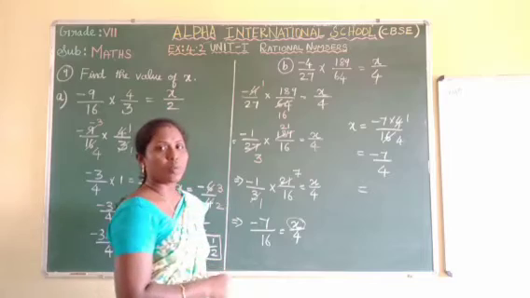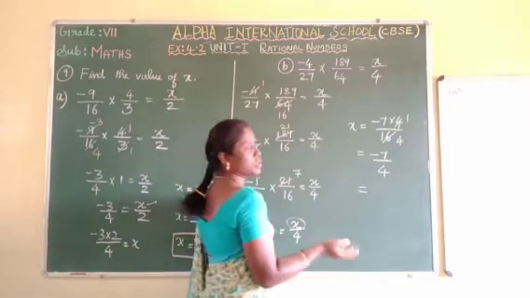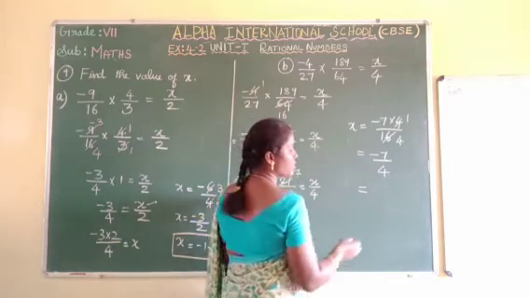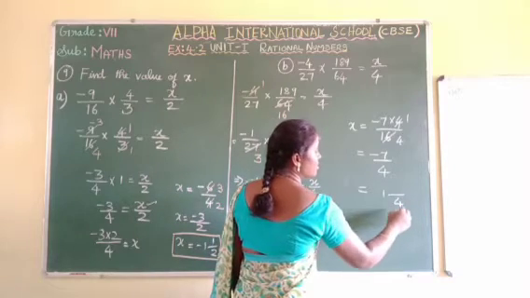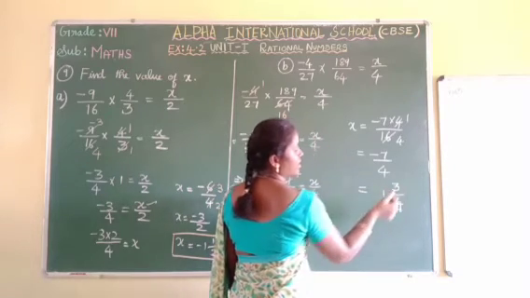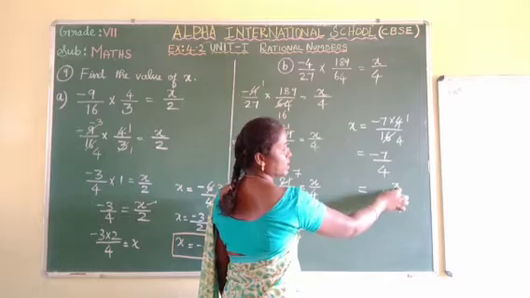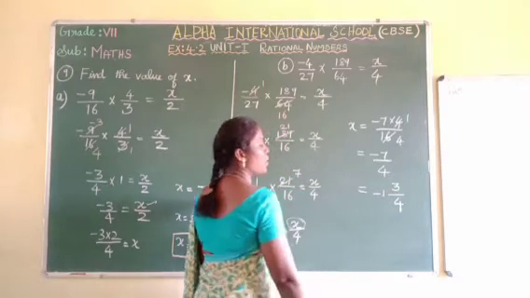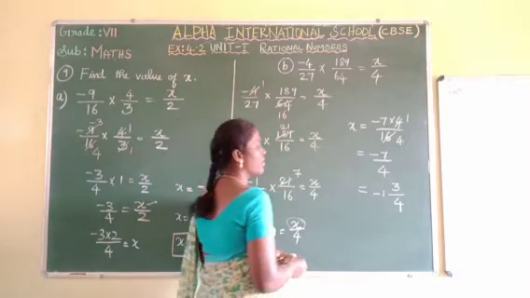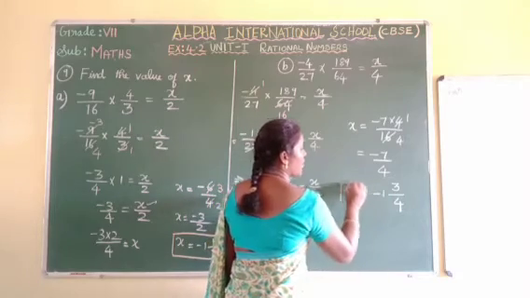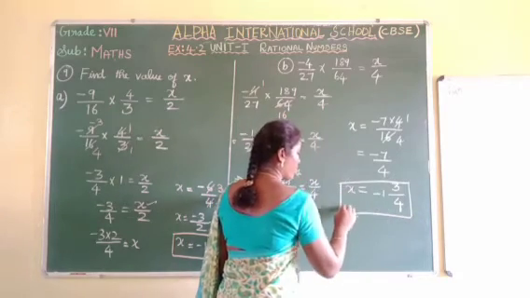Again, it is an improper fraction, so we have to change it to a mixed fraction. How to change to the mixed fraction? 4 ones are 4. What is the remainder? 3. So 1 4 is 4, 4 plus 3 is 7. So minus 1 3 by 4. So the final value of x is equal to minus 1 3 by 4.